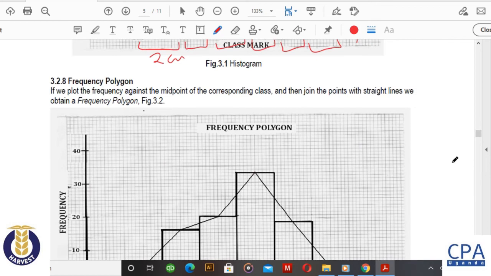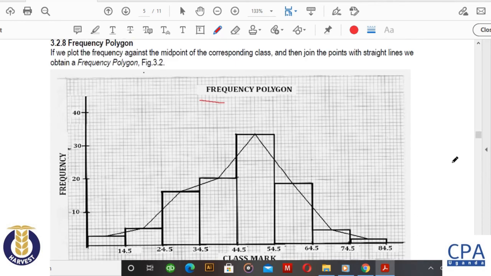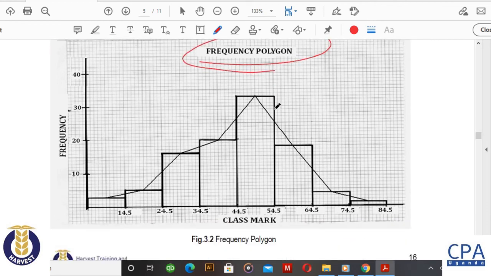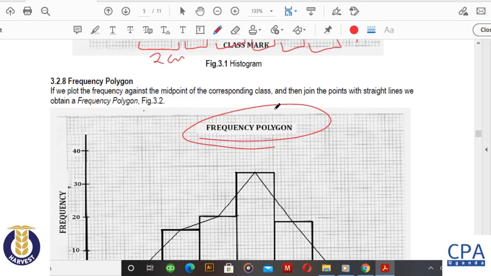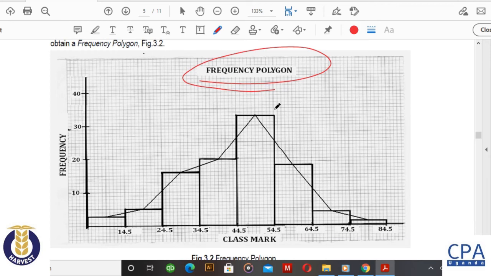Now, on the same page, I also demonstrate the construction of what you call the frequency polygon. The frequency polygon is again constructed, or it superimposes itself on the histogram. So what you do, you simply get the midpoint. Okay, you get the midpoint of each bar.